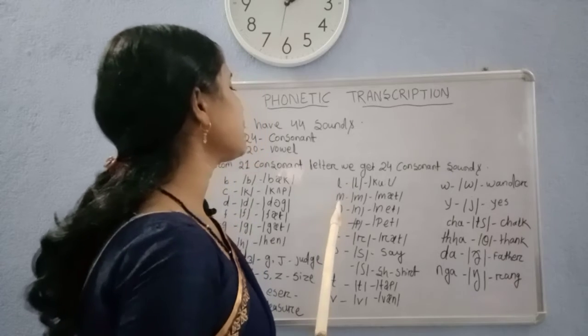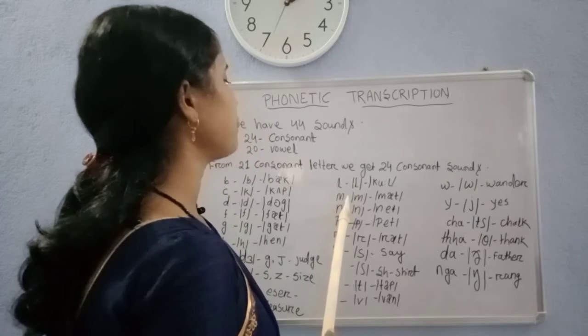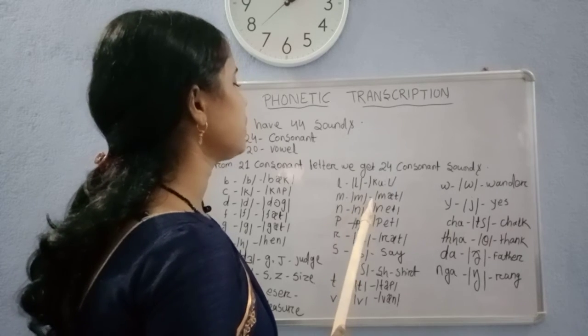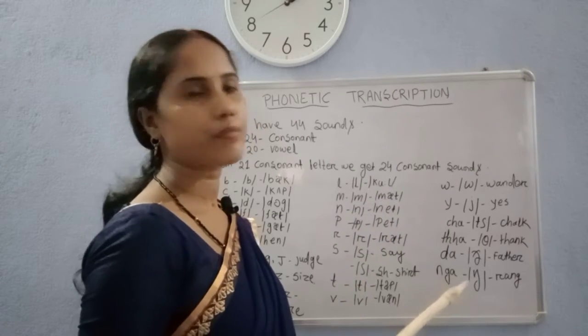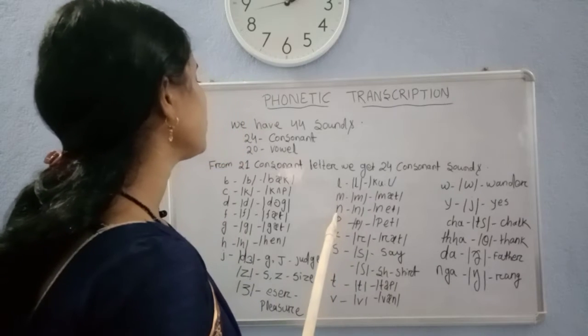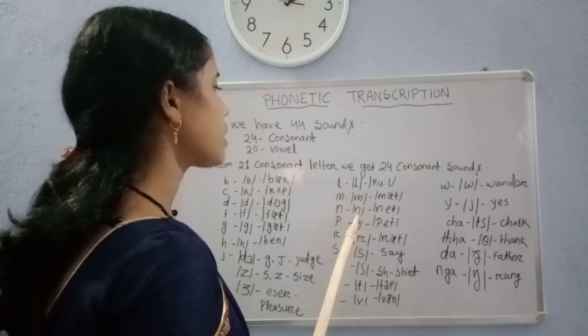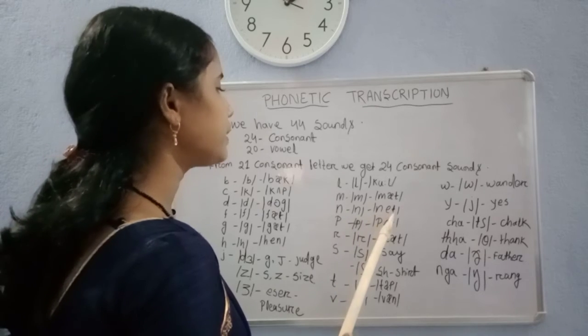Then come to the next letter, that is M. For the letter M, the sound is the m sound, as in the word mat. Then come to the next letter, that is N. The sound is the n sound, as in the word net.